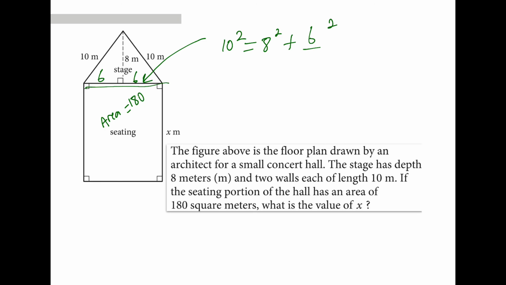So the whole width of the top is going to be 12. So 12 times x is going to equal 180. If I divide both sides by 12, I get that x is equal to 15.